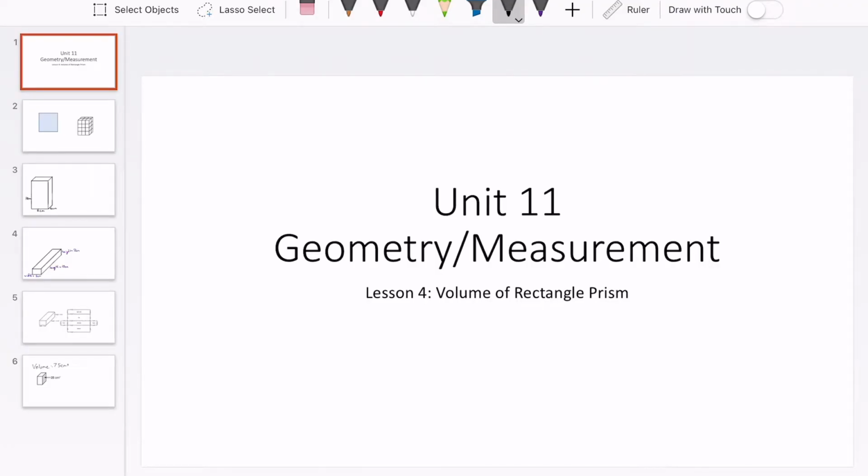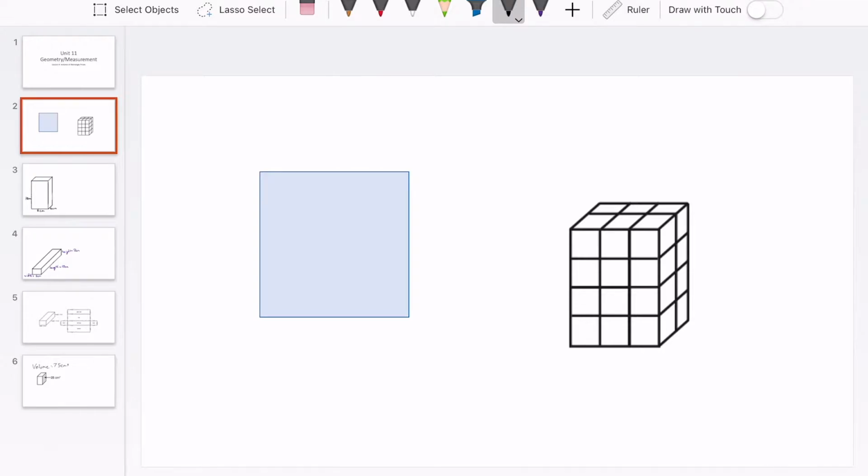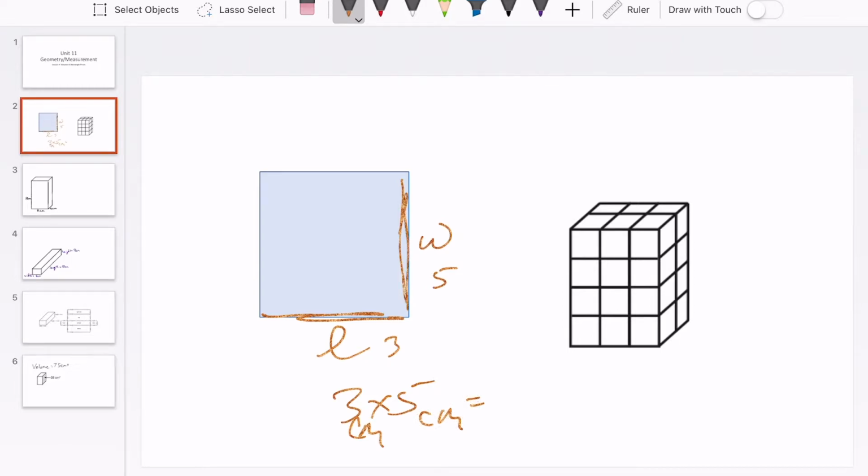Welcome back. We are on Unit 11 and we're going to start by looking at the volume of rectangular prisms. If we are finding the area of a square or a rectangle, it would be length times width. This is the length and this is the width, and we multiply them together. Say this is 3 and this is 5, these are centimeters. This would be 3 times 5, which equals 15 centimeters squared, because we're multiplying 2 units of centimeters together, which gives us that raised 2.